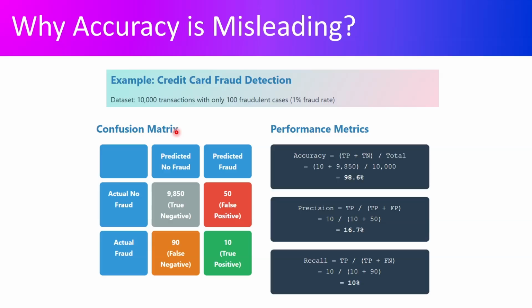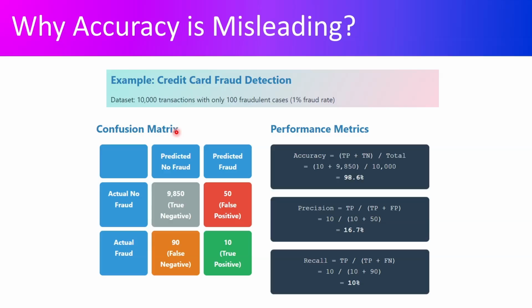Now let's take a credit card fraud detection example. Here in the dataset we have around 10,000 transactions and only 100 fraudulent cases, which roughly translates to around a 1% fraud rate. So the 9,900 transactions which are non-fraud is your majority class, and the 100 transactions which are fraud is your minority class.